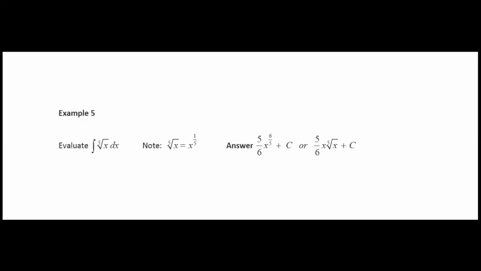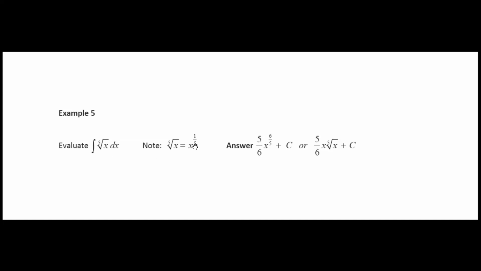Now here we have the 5th root of x. So what did we do when we were taking derivatives? The power rule says x is to a power. Well, this is not x to a power. So what we've got to do is realize that 5th root means x to the 1/5 power.